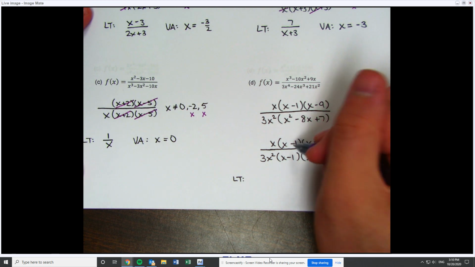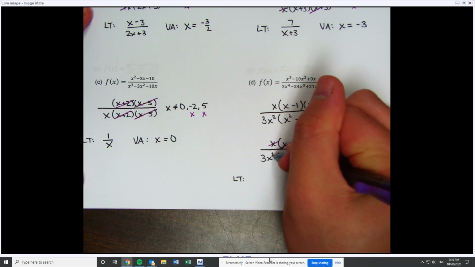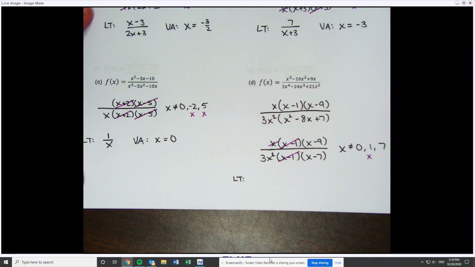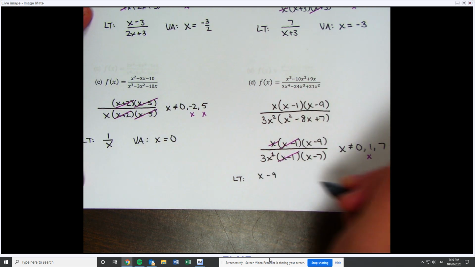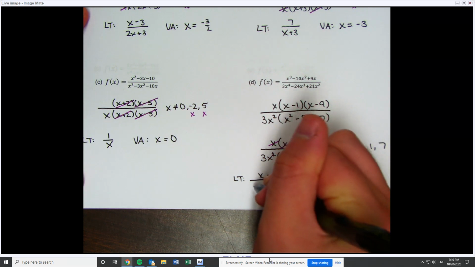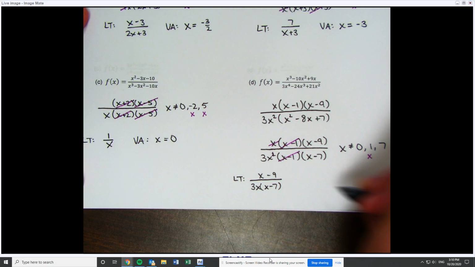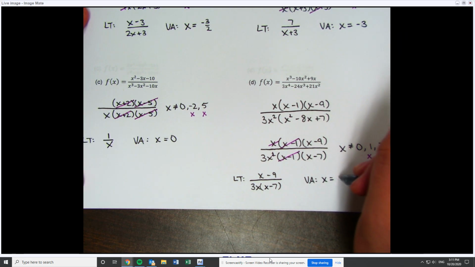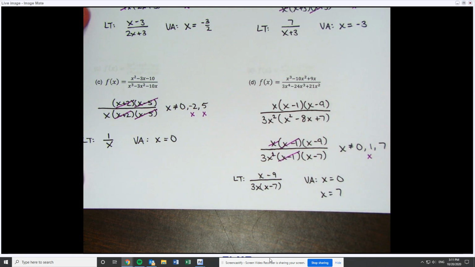What we can get rid of, then x minus 1 goes away, so I remove 1. Now x and x squared reduce, but I still have an x down here, so that 0 is still there. So for my lowest terms, I have x minus 9 divided by 3x, x minus 7. For our vertical asymptotes, I have x equals 0 and x equals 7.